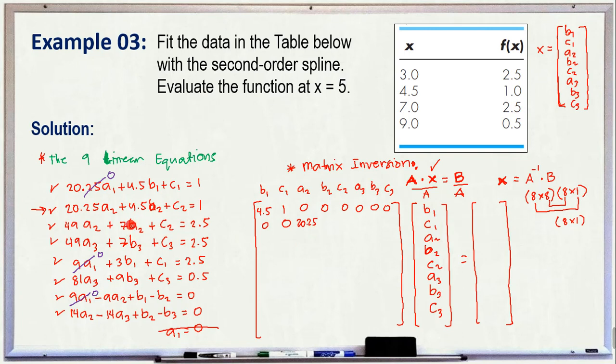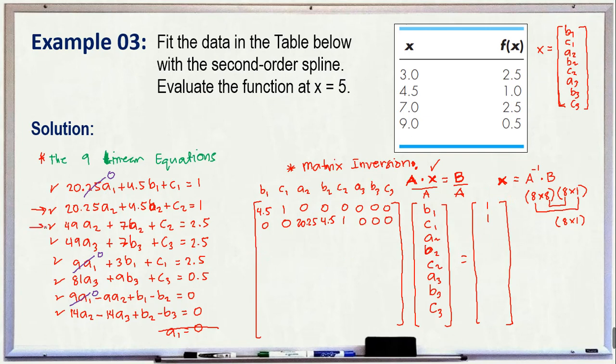Next, for B2 it is 4.5, so put 4.5 here. For our C2, we have 1 here, and then 0 for A3, B3, and C3. And don't forget the B, which is our constant. So the first row, the constant is 1, and the second row is still 1.